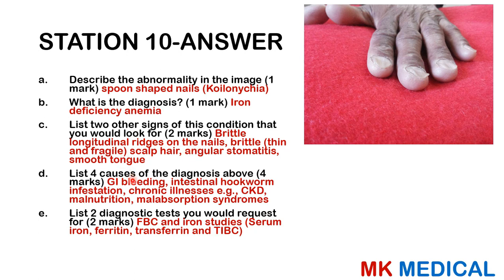Causes include GI bleeding, intestinal hookworm infestation, chronic illnesses like CKD. You may have malnutrition and malabsorptive syndromes. Then 2 diagnostic tests are going to be things like a full blood count as well as iron studies, where you look at the serum iron, the ferritin, the transferrin, and the total iron binding capacity.